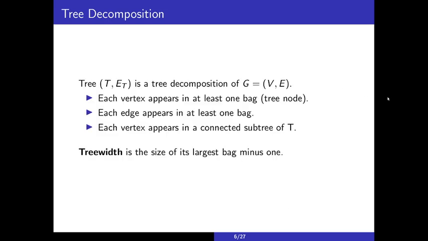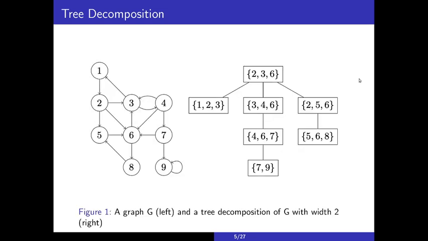The final criteria is that each vertex should appear in a connected subtree of T. For example, you see that vertex number 3 is present in this bag, and this bag, which together form a connected subtree of T. Or vertex number 4 is present in this bag, and this bag, which together form a connected subtree of T.